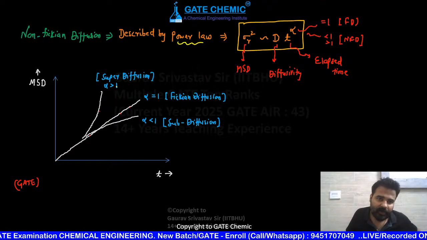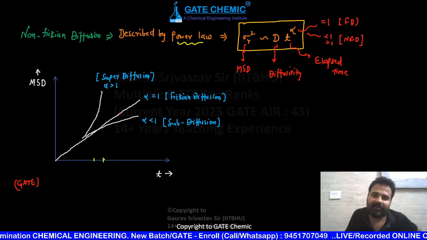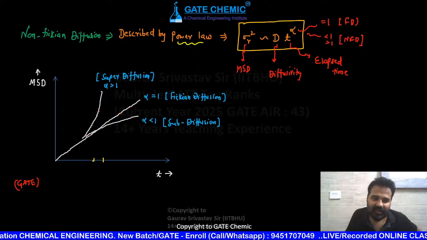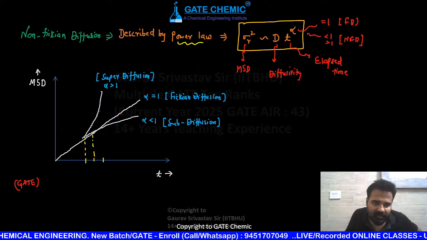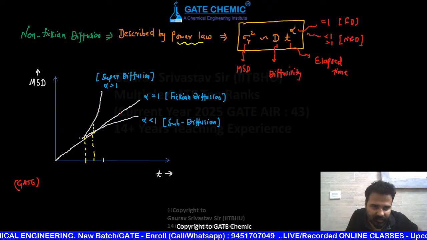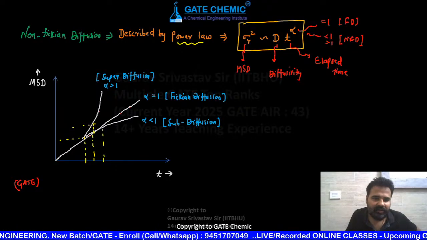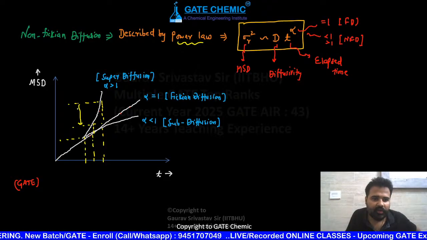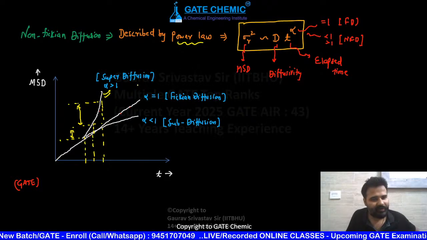So, superdiffusion. See, if this is the time interval I am taking, and this is the time interval here I am taking, then in this time interval mean square distance is this one, but in this time interval mean square distance is more in comparison to the previous one. So clearly this is the case of superdiffusion.